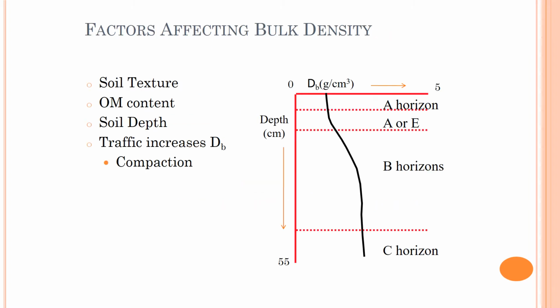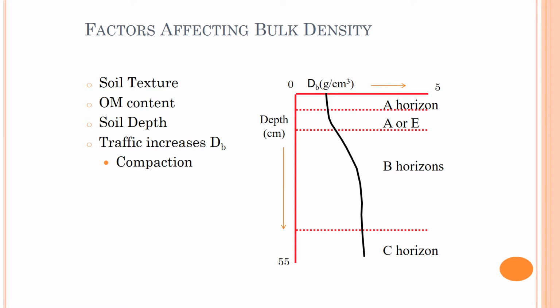So, factors that affect bulk density. Soil texture influences bulk density. Organic matter content makes bulk density fluffier or smaller. Bulk density changes with soil depth. We find that bulk density increases as we go deeper in the soil, and that's because organic matter content falls as we go deeper in the soil. And generally speaking, we get heavier textures the deeper we go. More clay is present.